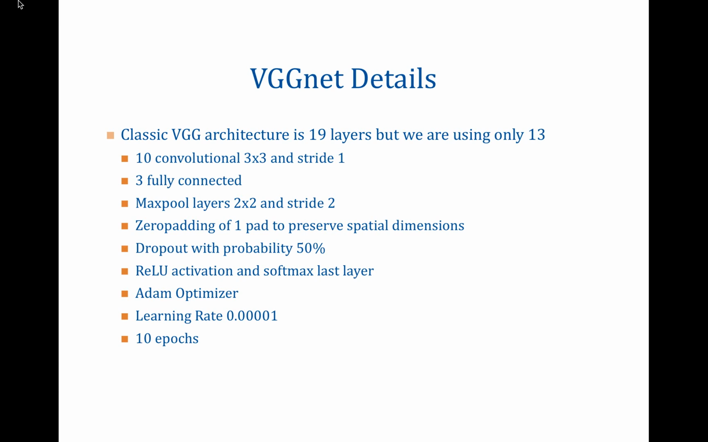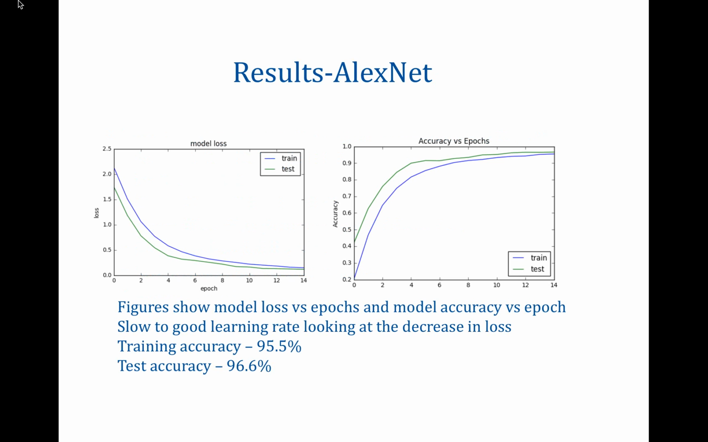ReLU activation same as AlexNet, and softmax in the last layer for multi-class classification. Adam optimizer, learning rate 10 raised to minus 5, but just for 10 epochs, as this is a 13 convolutional layer neural network, so that's why.